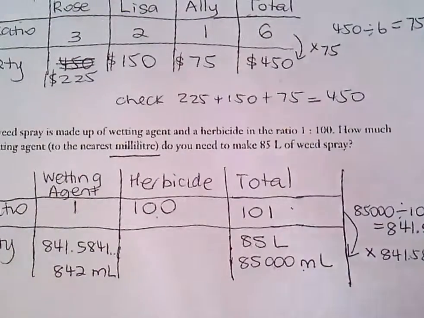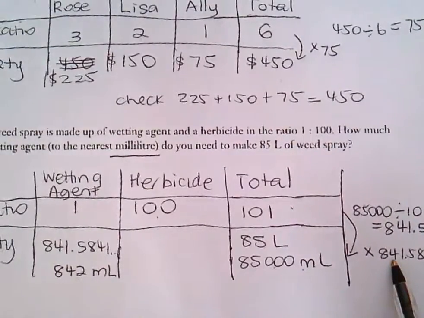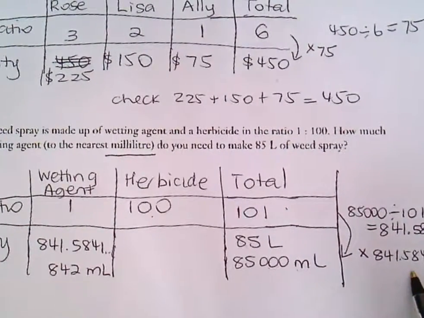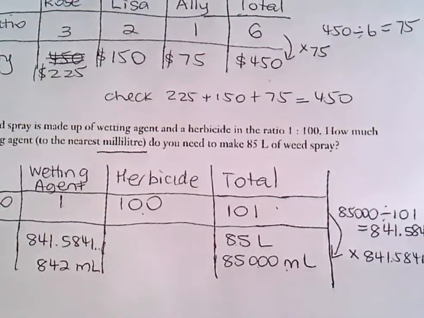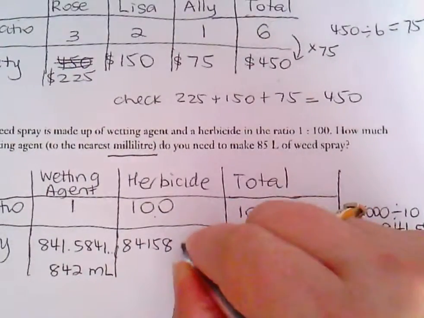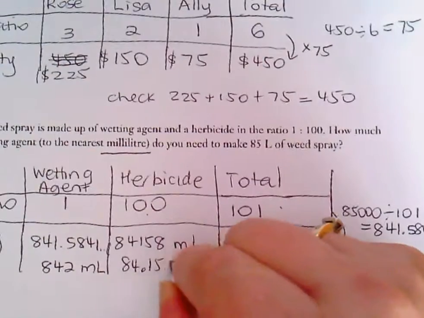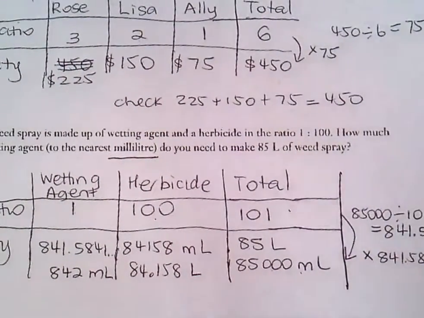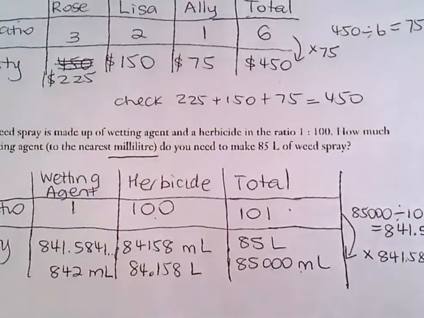Okay? And if you have to work out how much herbicide, let's work out how much herbicide. We need to multiply this number by 100. So times that, keep that on your calculator, times it by 100, and you get 84158 to the nearest mil would be mils, but I'd make that into litres. That's 84.158 litres, okay? But if you look at the 84,158 and add the 842 mils to it, you'll get exactly 85,000 mils. Okay, so just be a bit careful with that one.